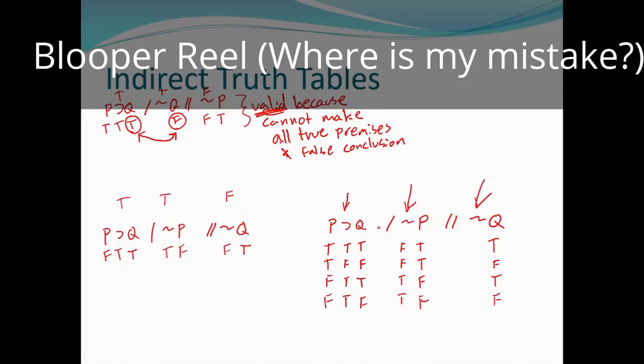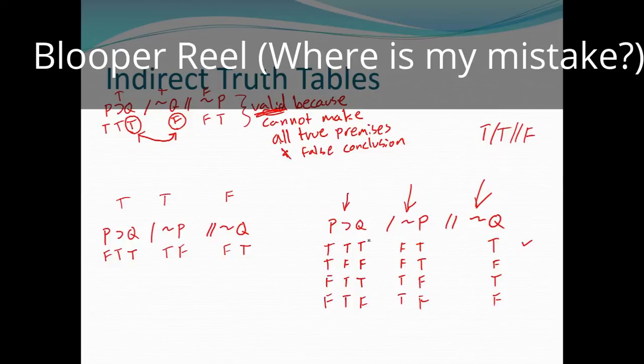So we look at our main operators, and we're looking for all true premises and a false conclusion. The main operator is going to be the horseshoe in premise 1, the negation in premise 2, and the negation in the conclusion. In premise 1, we have a true for the main operator. In premise 2, we have a false. So no problems there because we want all true premises. Remember, we want true, true, false. We want all true premises and a false conclusion.